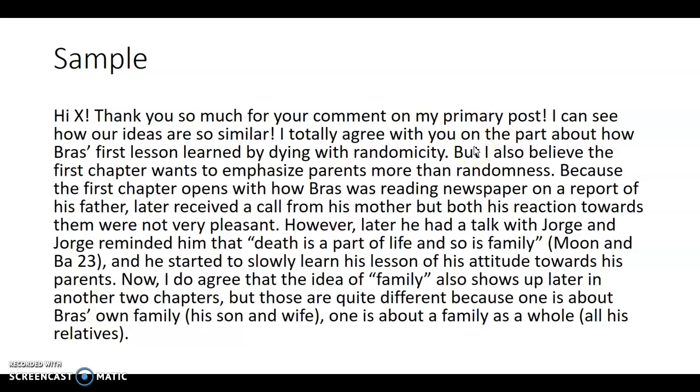this hinge word, she's swinging and saying, I also believe that the first chapter wants to emphasize parents more than randomness, etc., etc., etc. She also used the word randomnicity, which isn't real, but that's okay. What I like about this is that she's building on this person's ideas. Most academic writing does that. It says, yes, and, or yes, but. It acknowledges what the other person did that was smart and adds to it, yes, and. Or it acknowledges what the other person said that was smart, the good things about it, but then also throws in a potential conflict. And you'll see that she does that throughout this response.